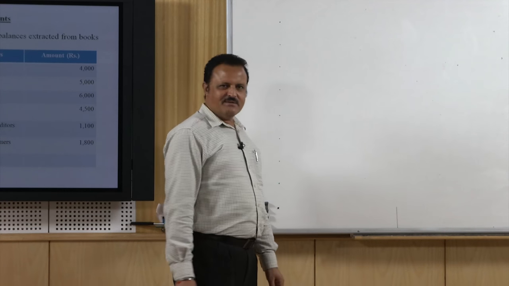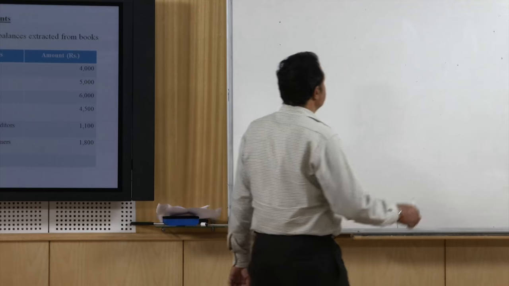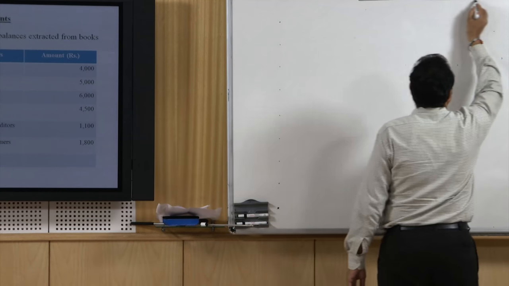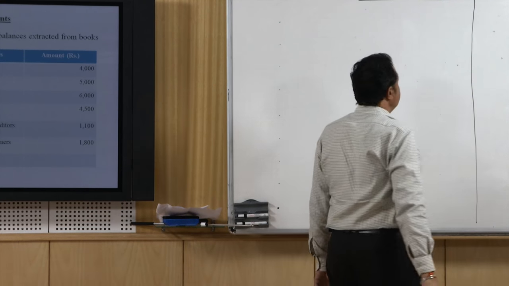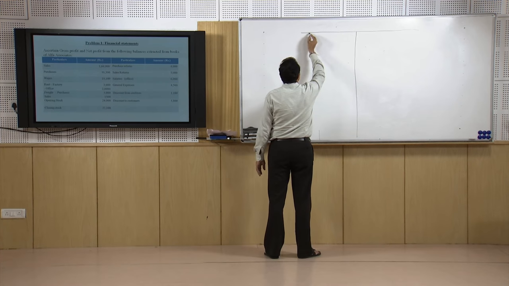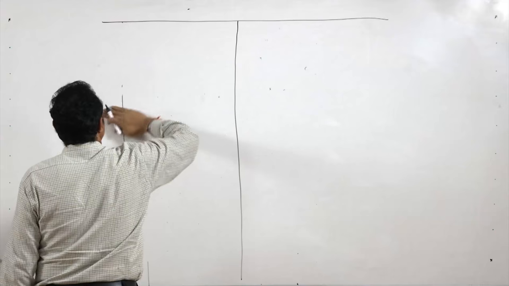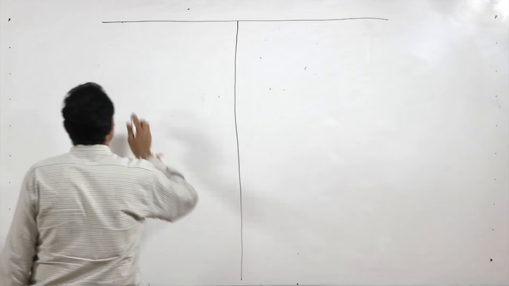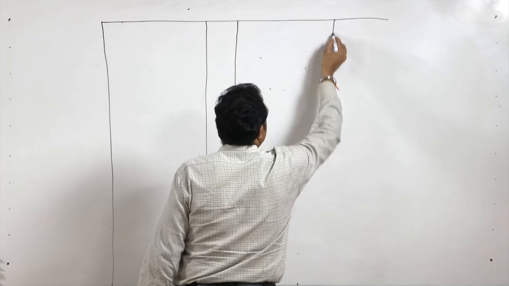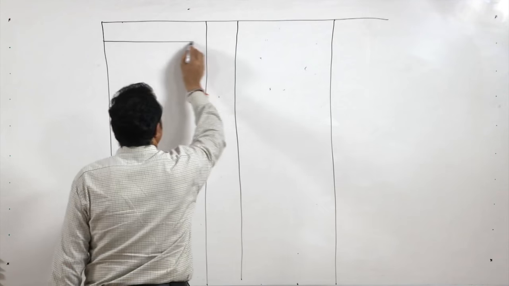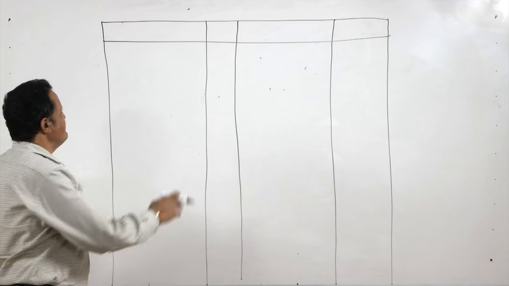So, the first statement is the trading and profit and loss account. As we have seen in some previous lectures, the format of the trading and profit and loss account is a T format, kind of a ledger account format, but very simple. We have 2 columns on one side and 2 columns on the other side. We are now learning how to prepare the financial statements, and the first statement is the trading and profit and loss account.